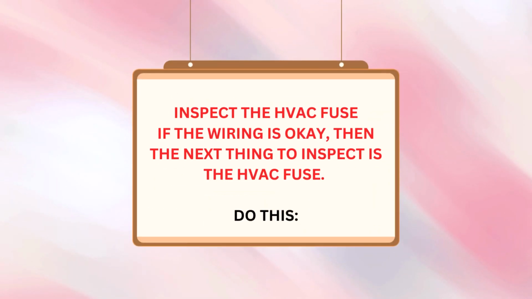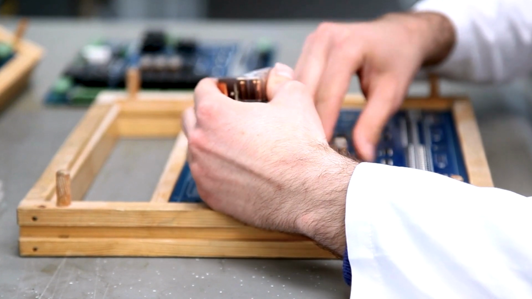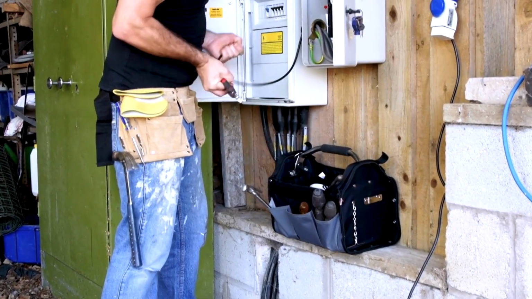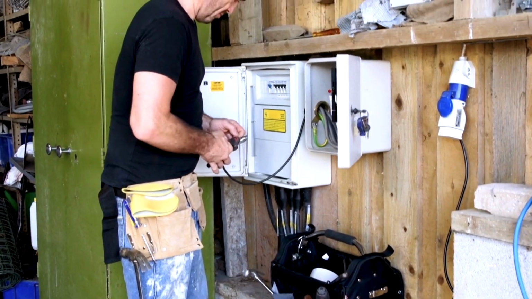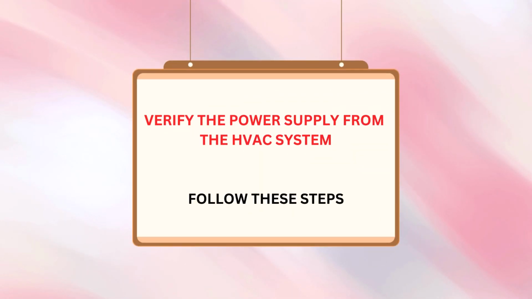Inspect the HVAC fuse. If the wiring is okay, then the next thing to inspect is the HVAC fuse. Do this. Find the fuse in your air conditioning unit, most of which can be found on the control board. Check whether the fuse is blown. If blown, it will look black or may be broken. Replace if broken.